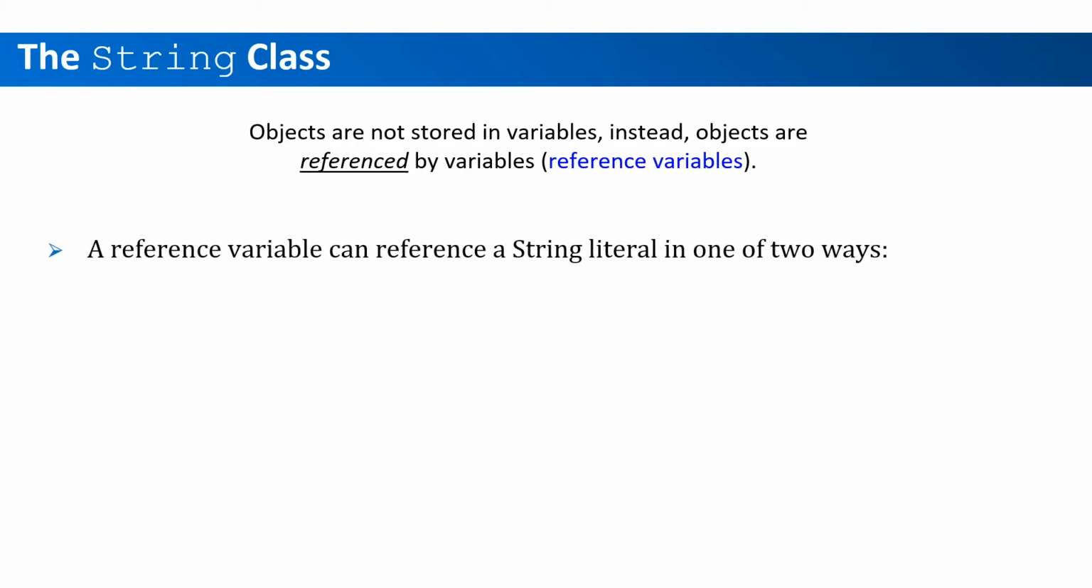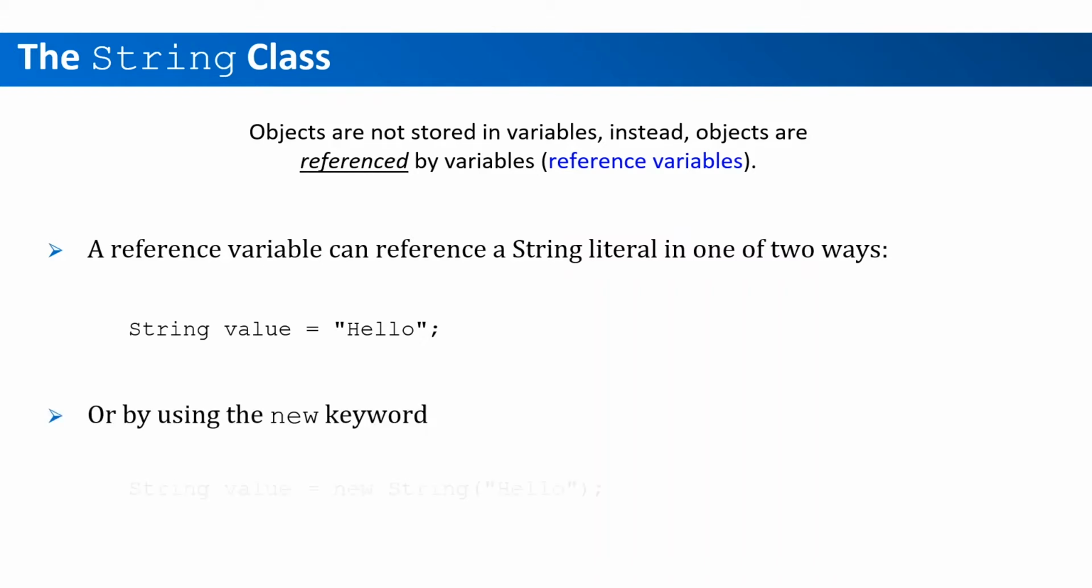There are 2 ways to create strings in Java. The one way that we have just seen, which is a String reference variable equal to a string literal. The other approach is to use the keyword new, a keyword that tells Java to create a new object in memory. Both ways are valid and can be used.